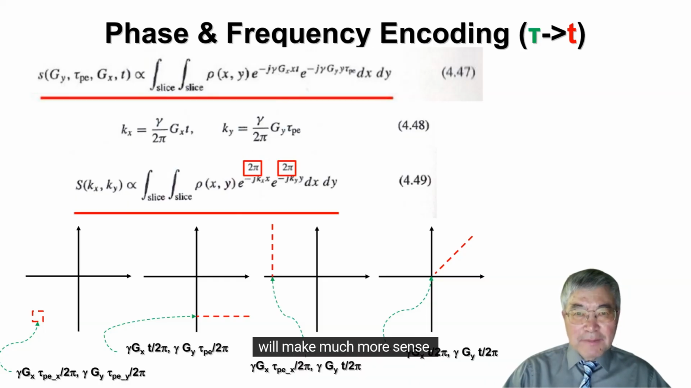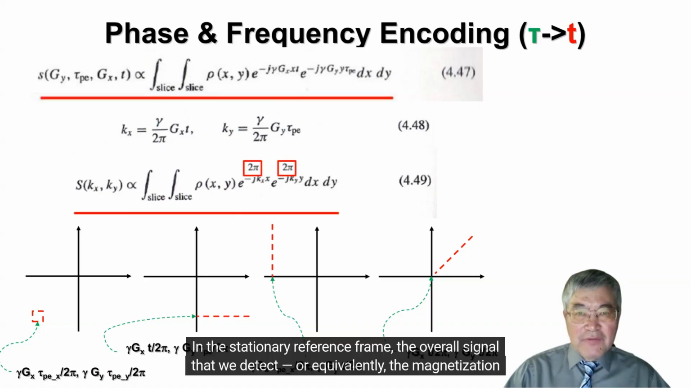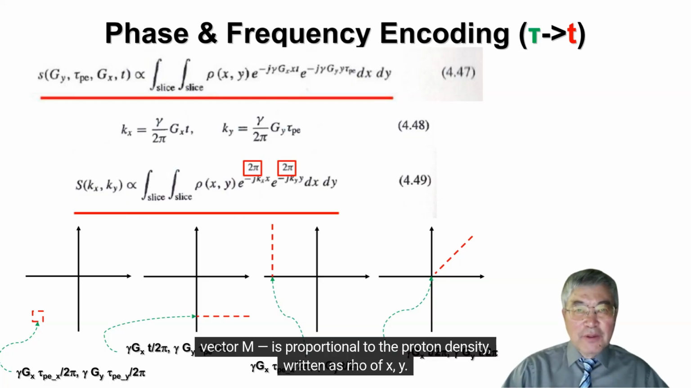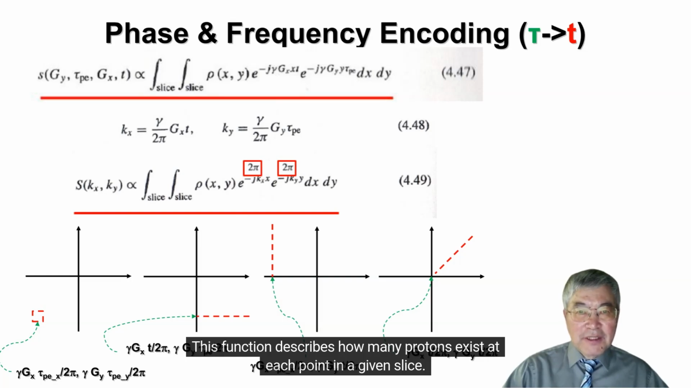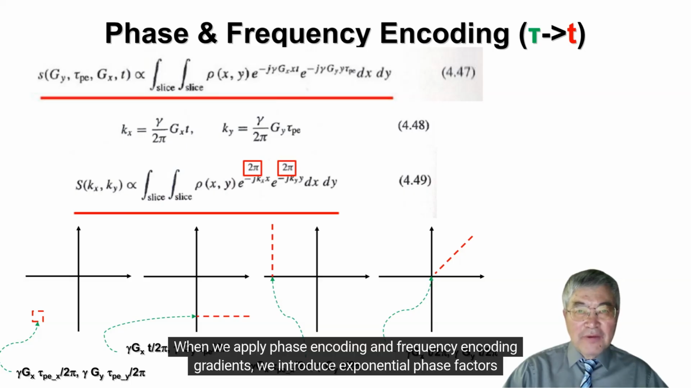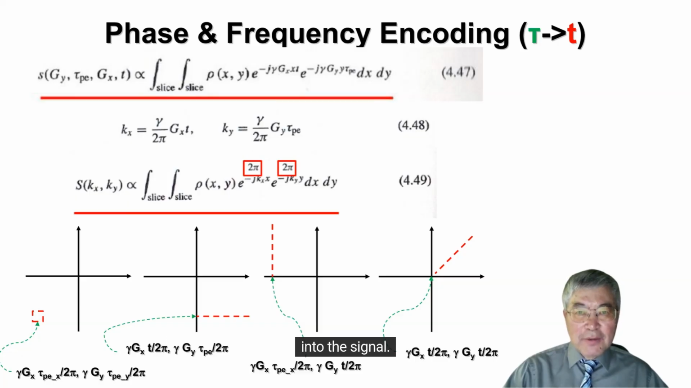In the stationary reference frame, the overall signal that we detect, or equivalently, the magnetization vector M, is proportional to the proton density, written as rho of x, y. This function describes how many protons exist at each point in a given slice. When we apply phase encoding and frequency encoding gradients, we introduce exponential phase factors into the signal.